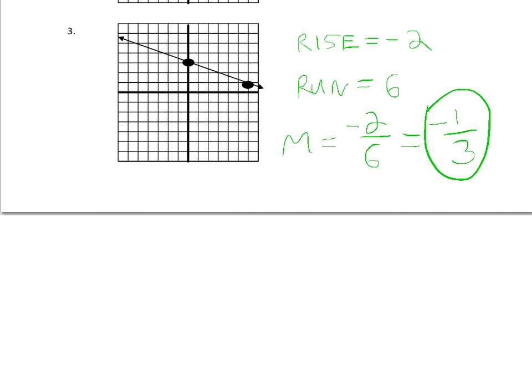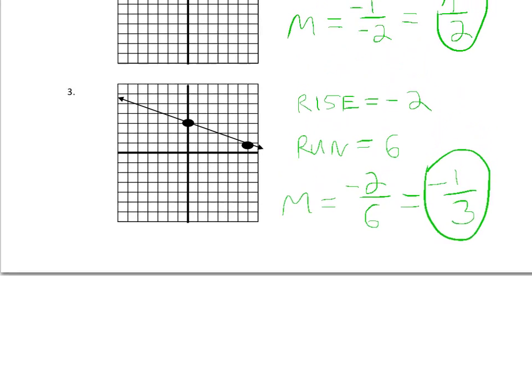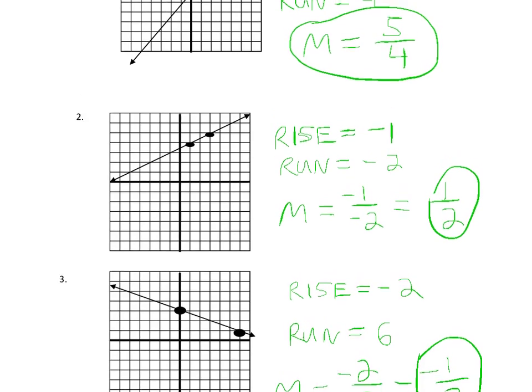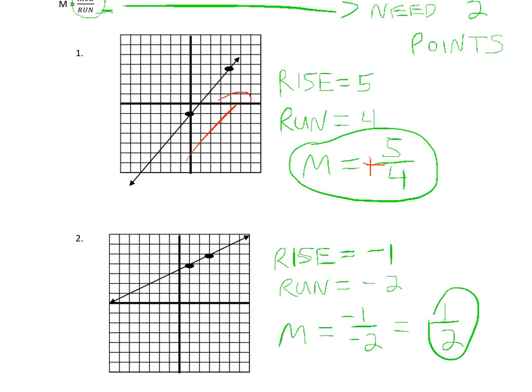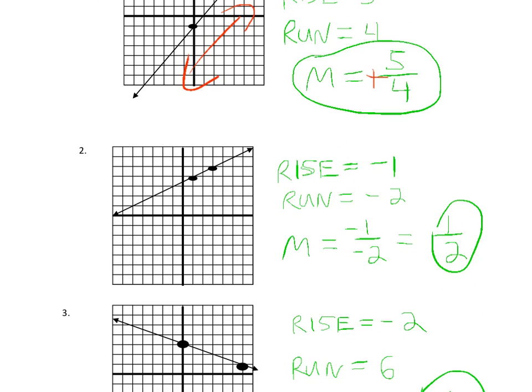All right. Okay, the one on the next page, number 4, we'll do that one tomorrow in class. But the other thing that I'll end this video with to pay attention to is, let's look at all 3 of these. If you look at the first 2, see how I put this in red. See how the slope is positive 5/4 because your line goes up left to right. For number 2, again, same thing. Your slope is positive 1/2 because the line goes up left to right.